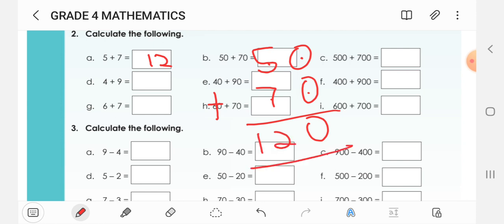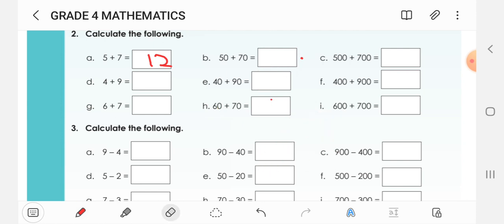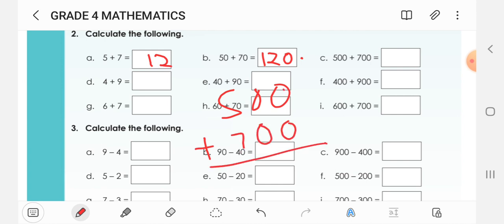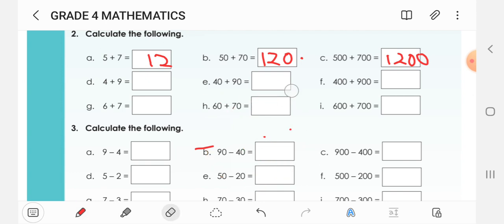So the answer there is 120. Here we'll have 120. So we also have 500 plus 700. 0 plus 0, 0. 0 plus 0, 0. 5 plus 7, 12. So we will have 1,200. So that is how you do that one. And now we will look at number 3.